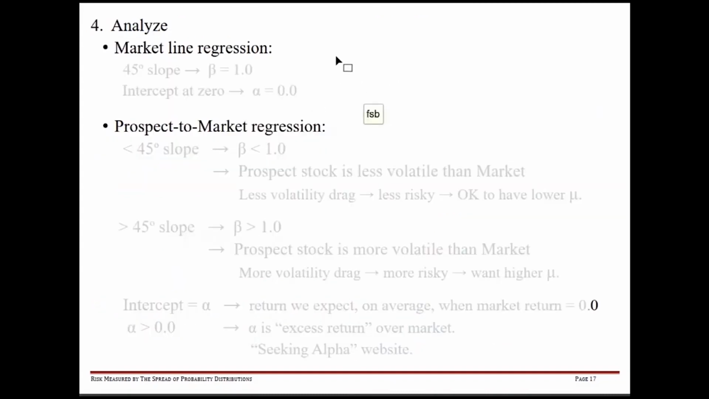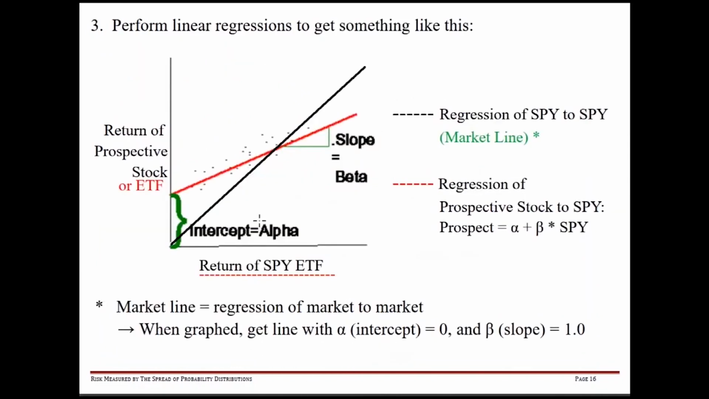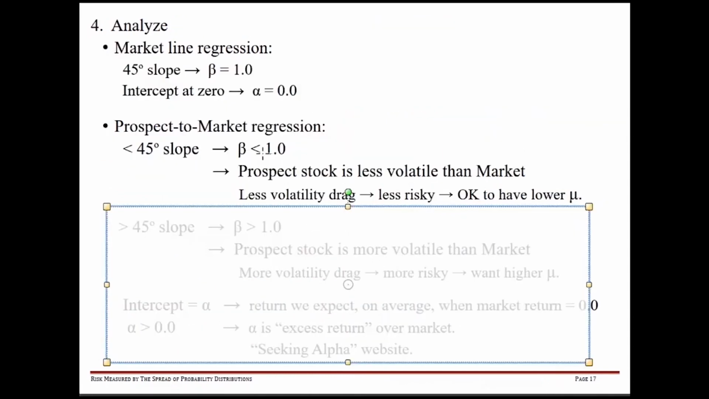Let's think about this regression that we've done to compare our individual stock to the market. So if our individual stock behaves just like the market, it's going to look like the market line regression: beta equals 1, 45-degree slope, intercept at 0, alpha equals 0. So let's look at some more interesting cases. If we have, like we have over here, a slope of less than 1, that is our beta less than 1, and that corresponds to less than a 45-degree slope. And what that means is that our prospective stock is less volatile than the market.